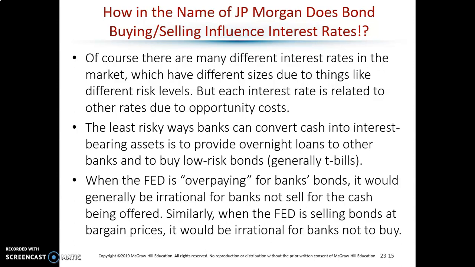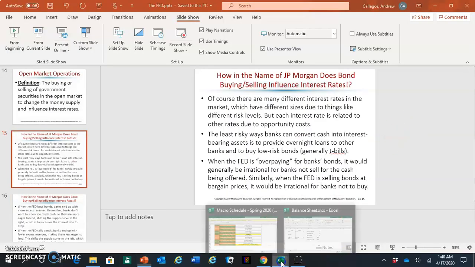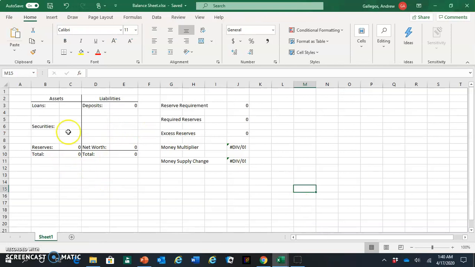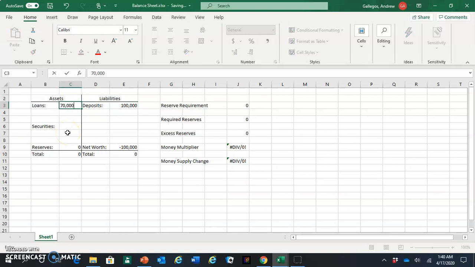The other thing that's happening here, though, is when the Fed is buying bonds from banks, what's happening is you go to the balance sheet, and let's in fact do that. Remember this thing. Let's say that we have a bank with $100,000 in it, and it's got let's say 70,000 in loans and 20,000 in securities and 10,000 in reserve.